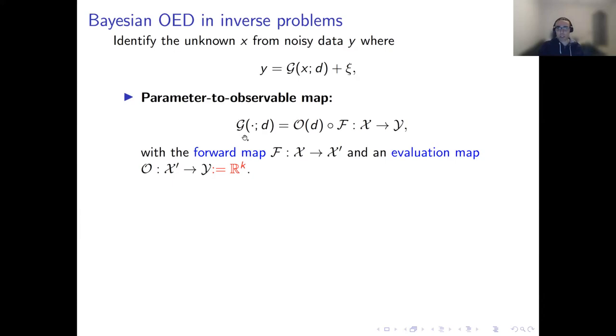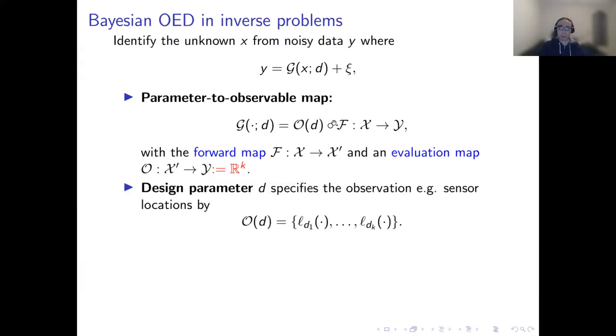Now I assume a setting where this calligraphic G is a composition of two mappings. There's some forward map F, a mapping between function spaces, let's say X and X dash, that could be related to a PDE or some integral operator. Then I compose that with the evaluation map, calligraphic O, which maps to some Euclidean space, denoted here by Y. And this design parameter D specifies this observation or evaluation map, how the observation is done.